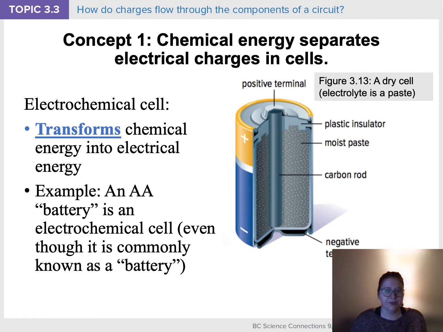An electrochemical cell is anything that transforms chemical energy, or the energy from chemical reactions, into electrical energy. A AA battery is an example of an electrochemical cell. Even though we commonly call it a battery, it's technically an electrochemical cell. There are a couple of different types of cells. There's a dry cell, which is like this AA battery, where something called an electrolyte, which I'll explain in a minute, is a paste. You can also have a wet cell, which is on the next slide. An electrochemical cell transforms the energy from chemical reactions into electrical energy.